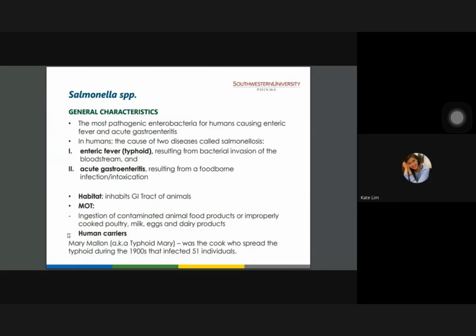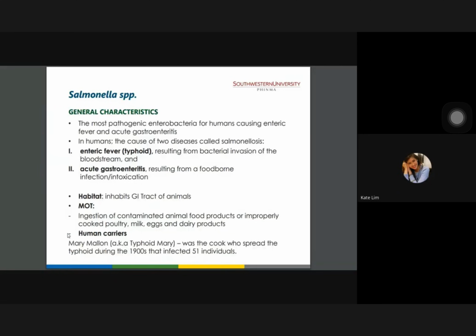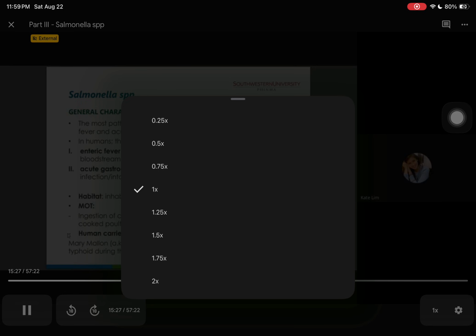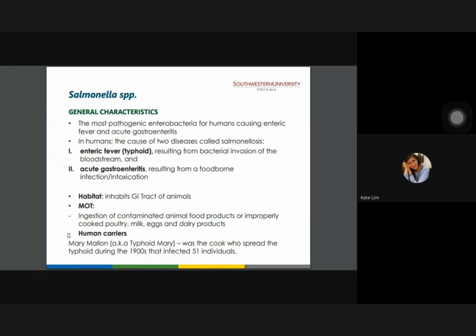So let's start with its general characteristics. What is enteric fever, by the way? Enteric fever is also known as typhoid fever. So obviously, it is caused by Salmonella typhi. So how are we going to get this bacteria? The disease results from the bacteria that invades our bloodstream. So this disease usually starts when it invades our bloodstream. That is why it's fever.